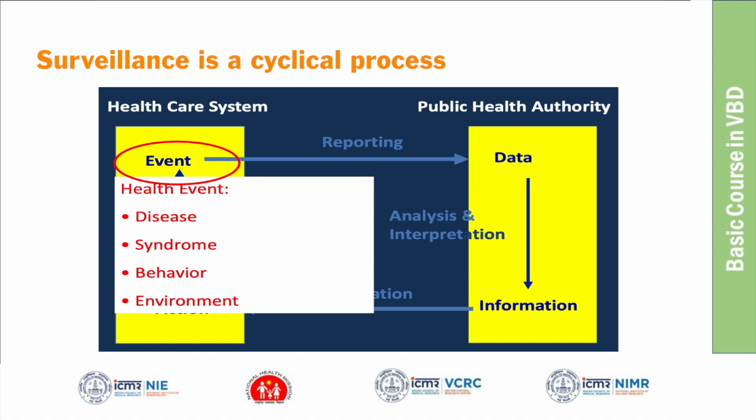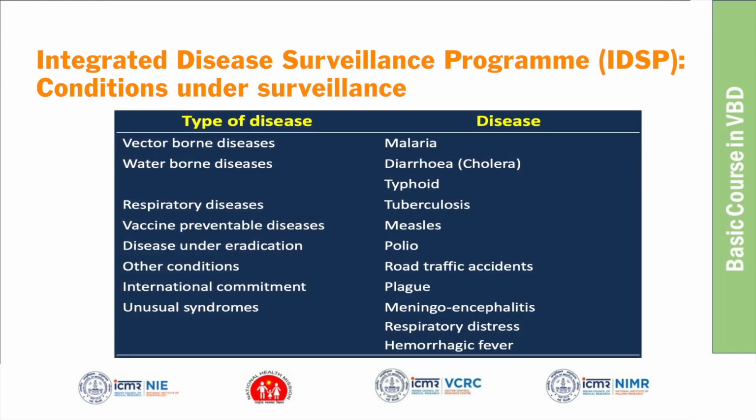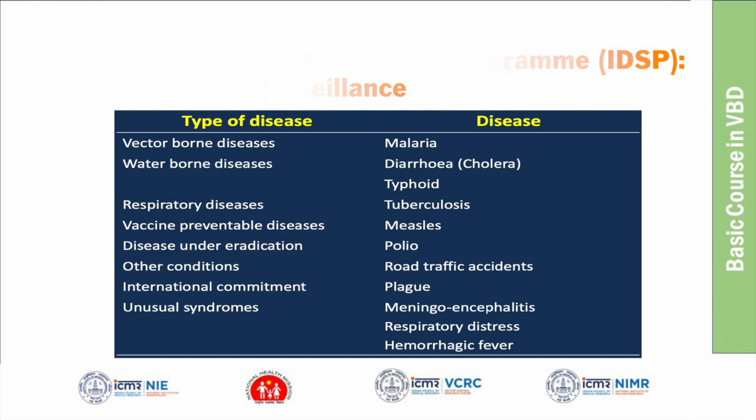So here in the surveillance system, we are not only collecting the diseases, we also collect syndromes, behaviors, and environment. These all collectively are called events. So that's what we call an event. If we think about the disease data, say vector-borne disease, we are collecting malaria data. Water-borne disease, we are collecting diarrhea, cholera, typhoid. Maybe respiratory disease, we are collecting tuberculosis data, measles, polio, and some unusual syndromes also. So these are the diseases we are collecting under the IDSP program.